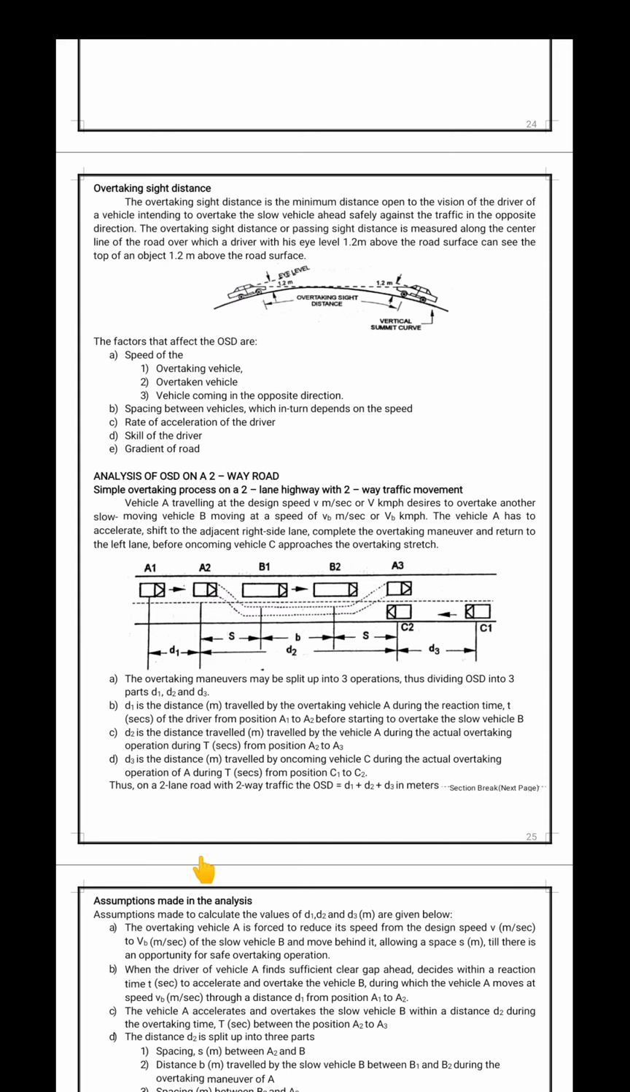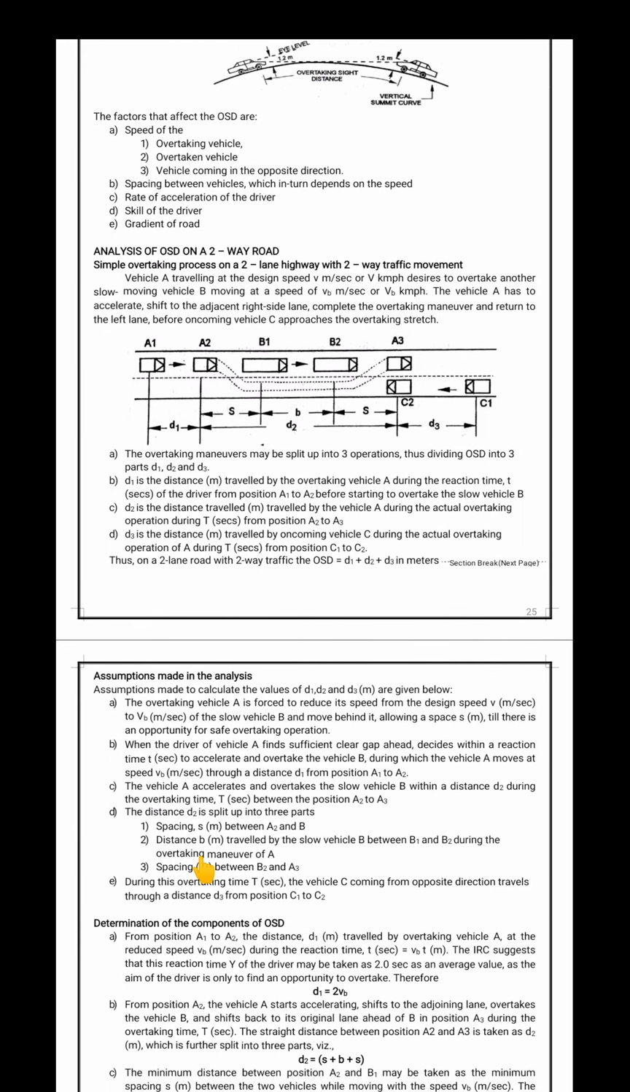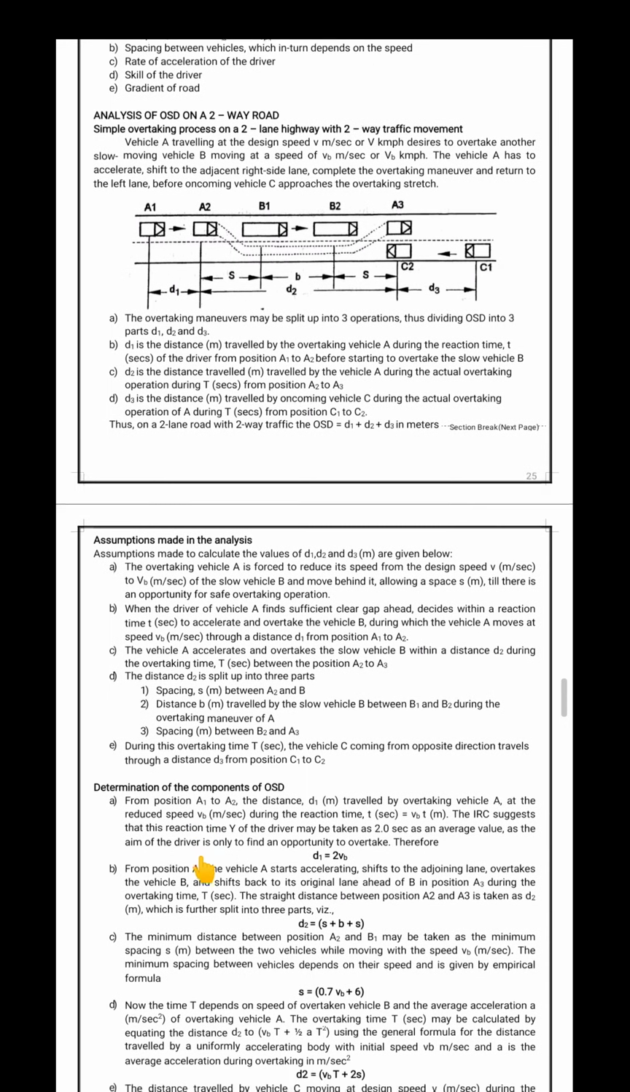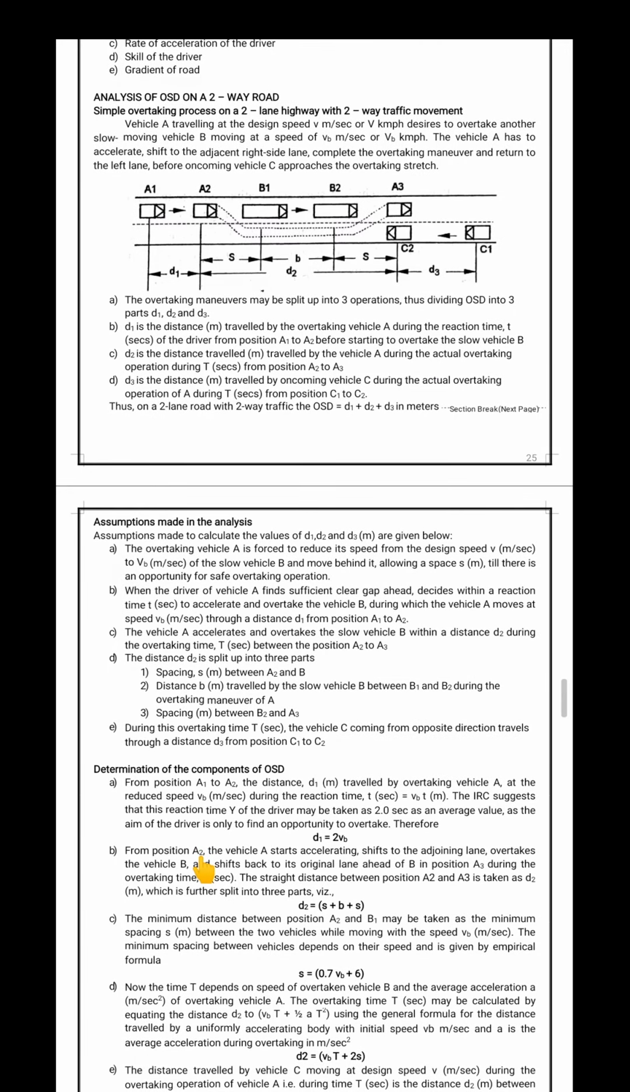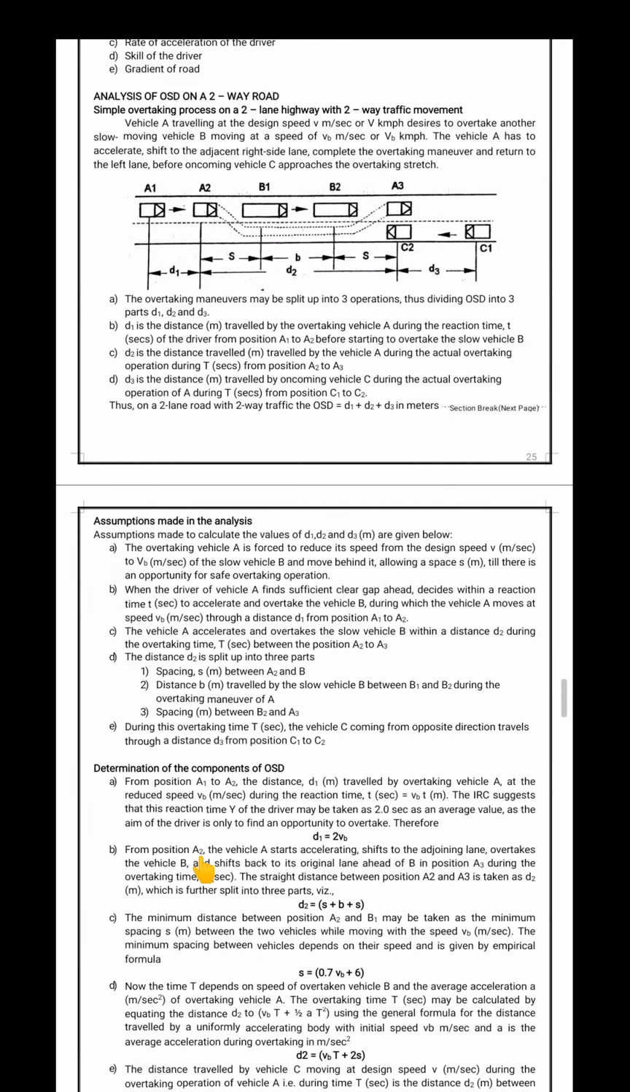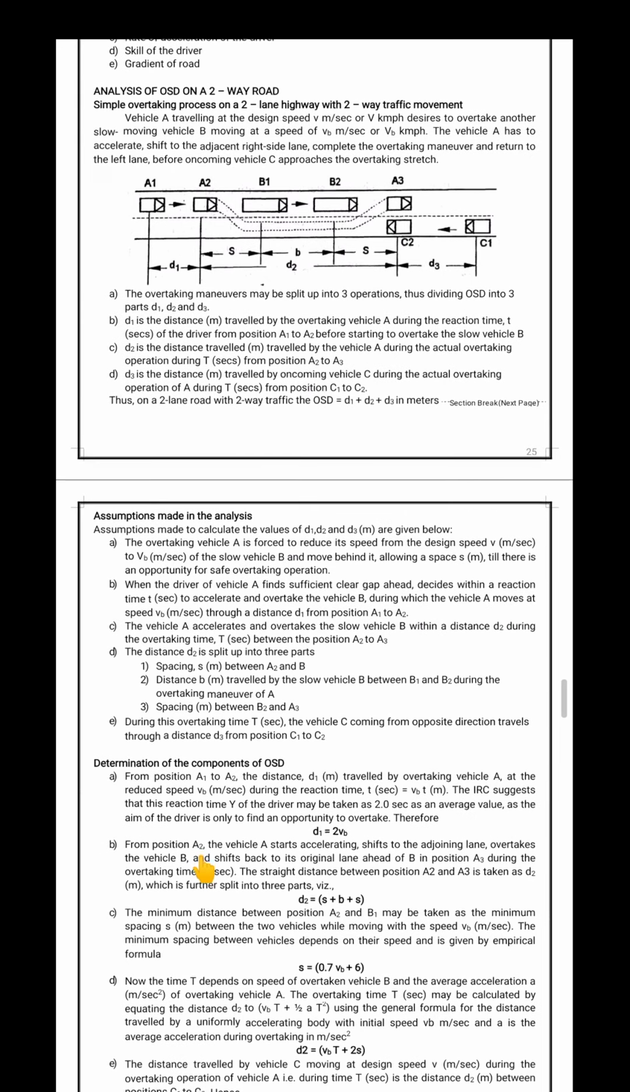This is one critical condition that may happen in an overtaking operation. To study this we will have some assumptions here. One is, in overtaking, vehicle A is forced to reduce its speed from design speed v meter per second to vb meter per second of the slow vehicle B and move behind it.